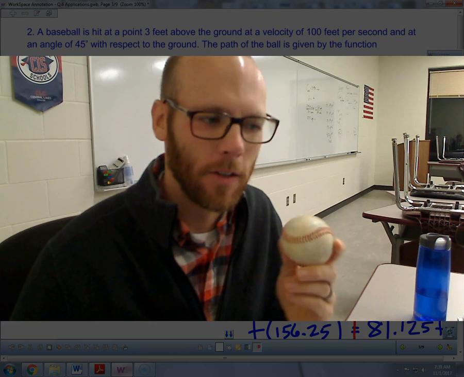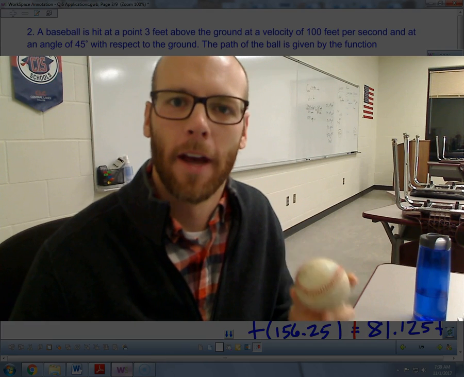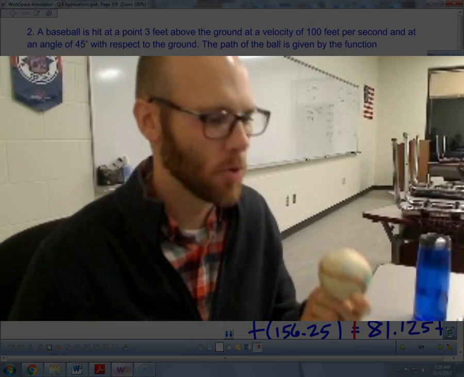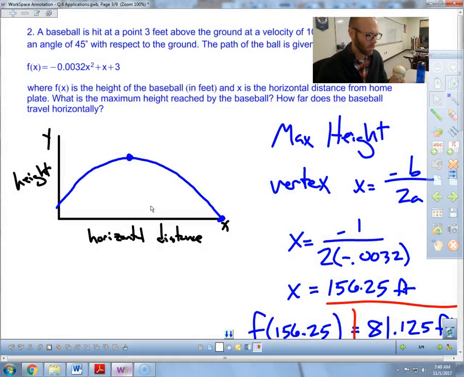I've got the baseball out again because we're going to look at a baseball problem again today. We're going to look at projectile motion. The other day we looked at this problem.